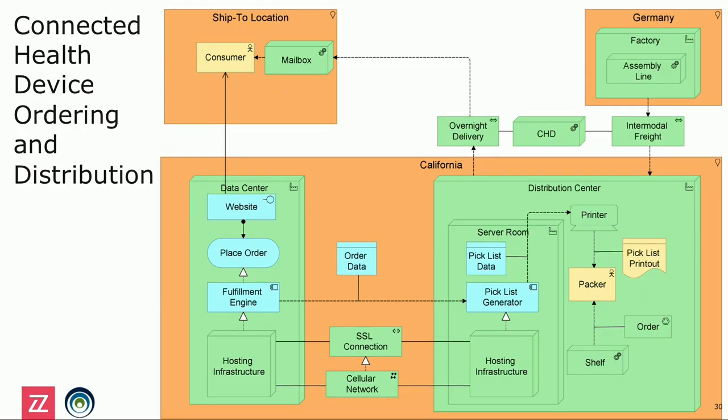So first of all, the consumers have to get a connected health device. And here shows an integration of the older parts of ArchiMate, which have to do with basically IT systems and solutions, and with the physical world. So you show a consumer at a ship-to location, perhaps his or her home, who's using a website, which is an interface to place an order. And that order placing service is realized by a fulfillment engine, which is on a hosting infrastructure. And that fulfillment engine sends the order data over to a pick list generator at a distribution center. Of course, we're abstracting out probably some other stages that come here, but this is showing the concept.